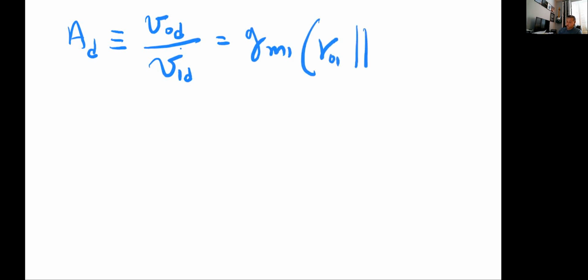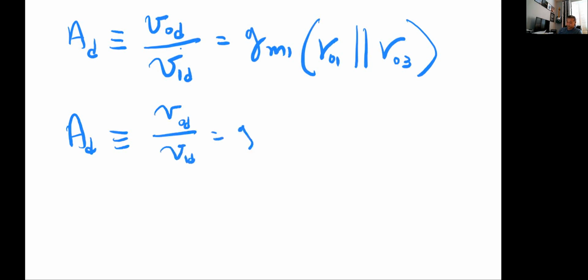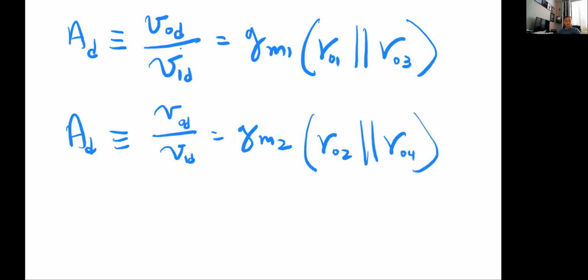The output resistance of transistor 1 in parallel with the output resistance of transistor 3. That also can be written in terms of the other half, which is the gm of transistor 2 times the parallel combination of the output resistances of transistors 2 and 4. All right. So now let's look at that cascode improvement.